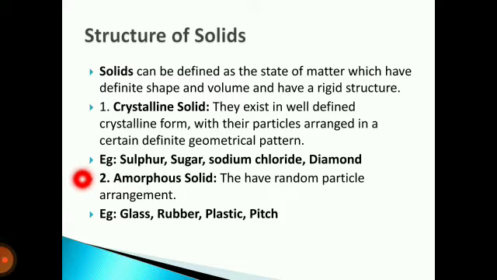The second type of solid is amorphous solid. Amorphous solids do not have a specific geometrical pattern of arrangement of their constituent particles. They are randomly arranged throughout the structure of the solid. Examples of amorphous solids are glass, rubber, plastic, pitch, coal, starch, and proteins.